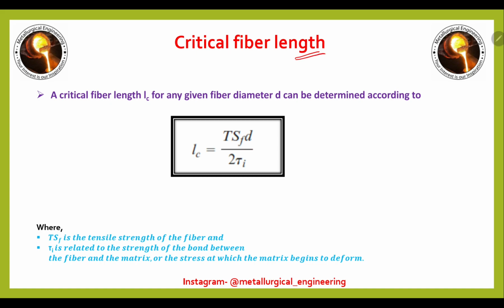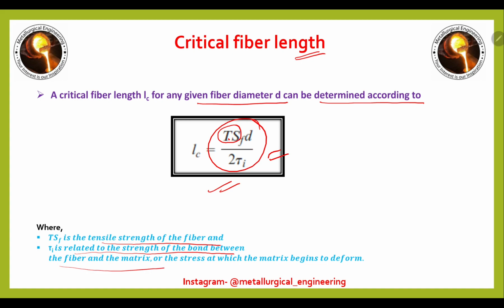About critical fiber length, a critical fiber length LC for any given fiber diameter D can be determined according to this formula. LC is equal to capital T S F multiplied by D divided by 2 tau C. Here TSF is the tensile strength of the fiber, and tau C is related to the strength of the bond between fiber and the matrix, or the stress at which the matrix begins to deform.